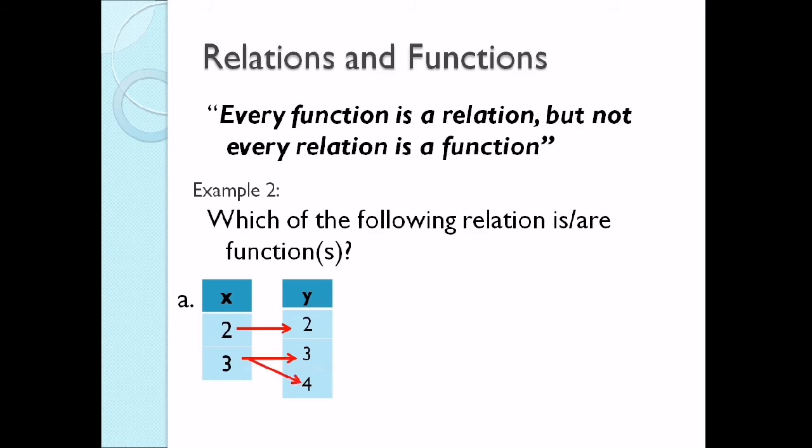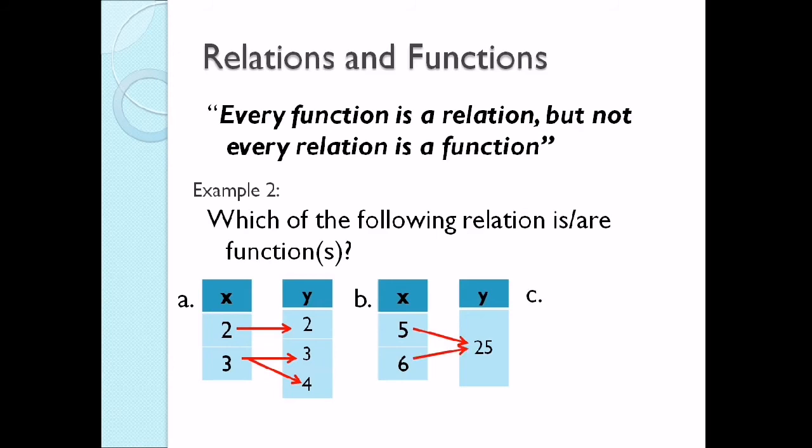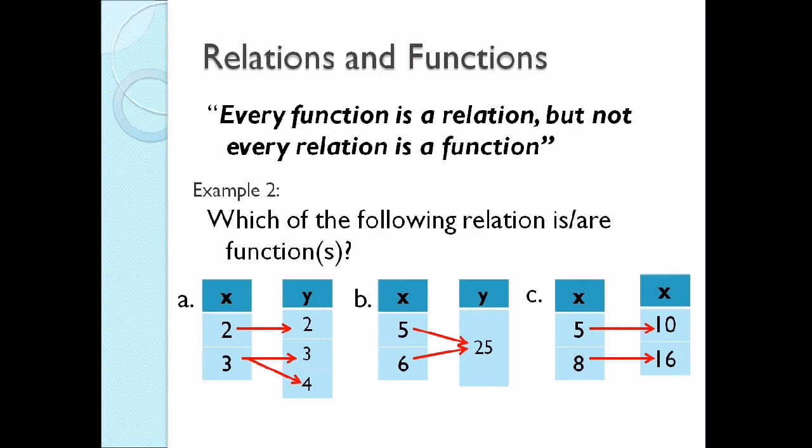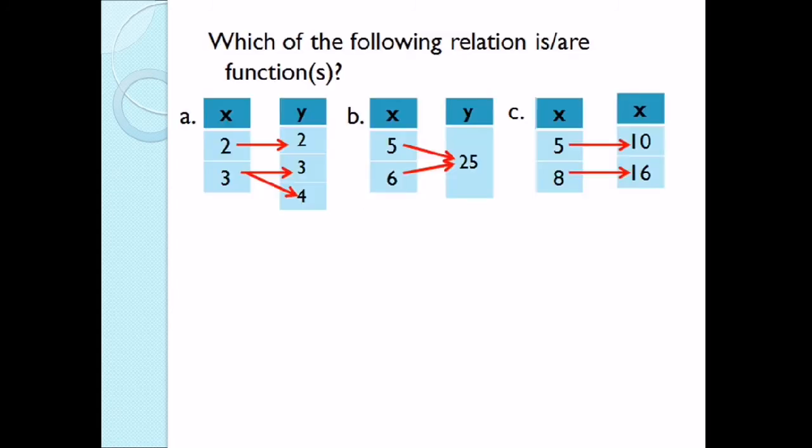So that is our first example. Next, our domain is 5 and 6, then our range is 25. 5 corresponds to 25, 6 corresponds to 25. Then for our last example, our domain is 5 and 8, our range is 10 and 16. So 5 corresponds to 10 and 8 corresponds to 16. So, aalamin natin sa tatlong example na to, alin ba ang function at alin ang hindi function. And those examples are relations through mapping.